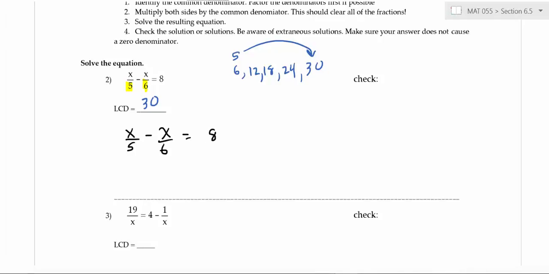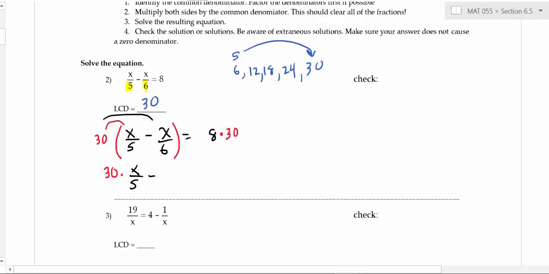Now what we're going to do is multiply the left side by 30, and multiply the right side by 30. And what that's going to do is wipe out the fractions, and then we should have a simple equation to solve. Okay? And let's write the step. We're doing a distributive property, so you're going to do 30 times x over 5 minus 30 times x over 6. And I think it's important to write that step until you get to where you can do that in your head, okay, equals 240. Like that. That's a distributive property, okay?